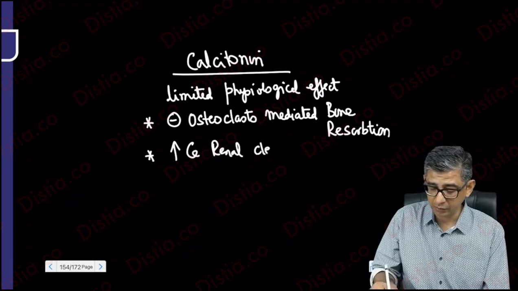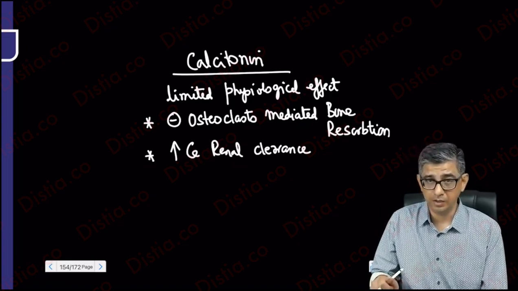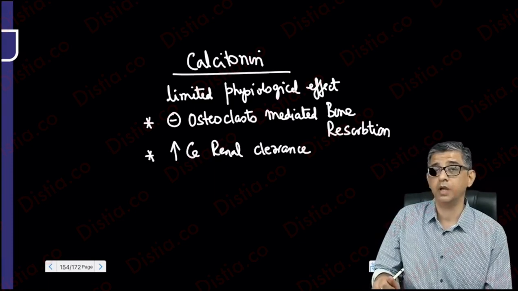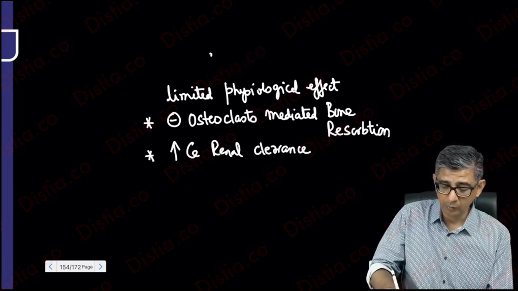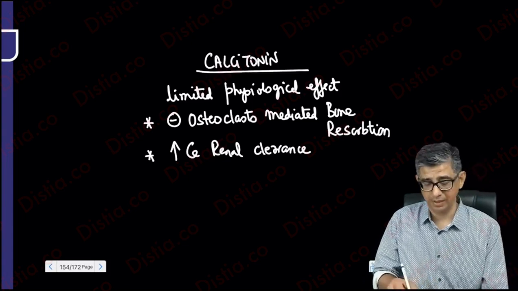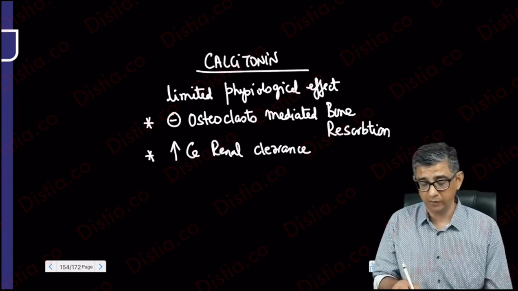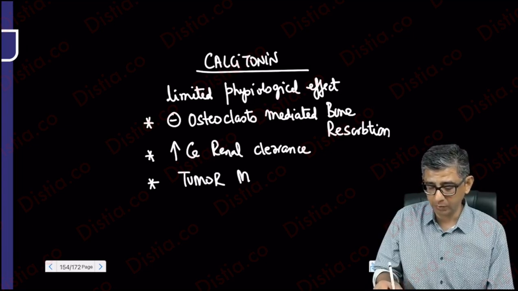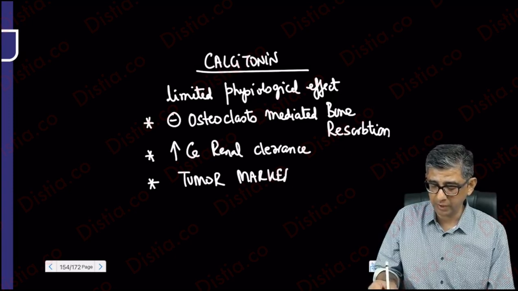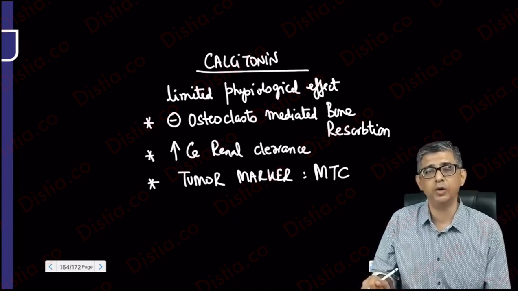When I say the word clearance, it will contribute to loss of calcium via the kidney. See, PTH was causing reabsorption of calcium by the distal tubule, whereas calcitonin is going to promote urinary loss of calcium. Calcitonin can have tachyphylaxis as well. It has limited effects in a sense that tolerance develops to the effects of calcitonin very, very soon. And the third point is, as a quick revision for you, that calcitonin is also a tumor marker for medullary carcinoma of the thyroid. And MTC plays an important role in endocrinology because it's a component of multiple endocrine neoplasia.